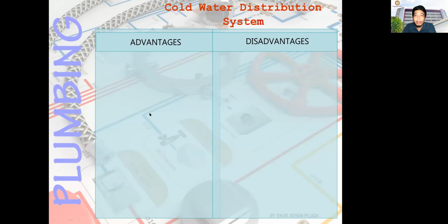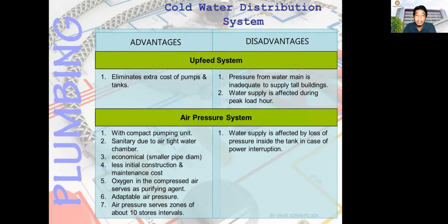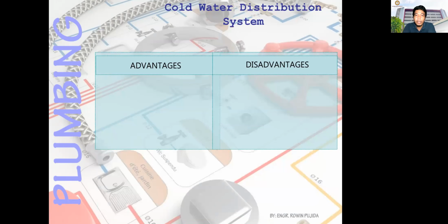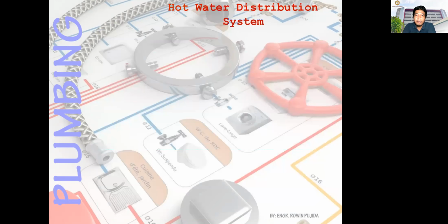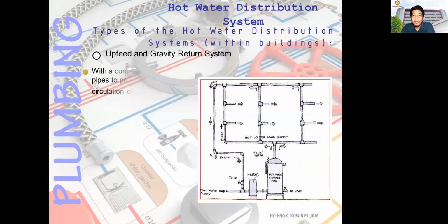There are also advantages and disadvantages of the upfeed system and the downfeed system. You'll just go through these slides. Next, we have hot water distribution. So in buildings, you have the upfeed and gravity return system, with a continuing network of pipes to provide constant circulation of water. So also you need a pump in this type of system.